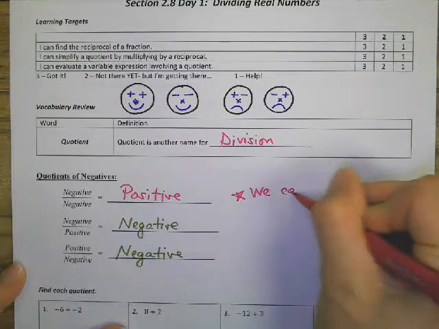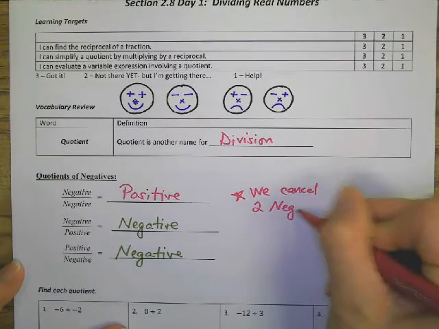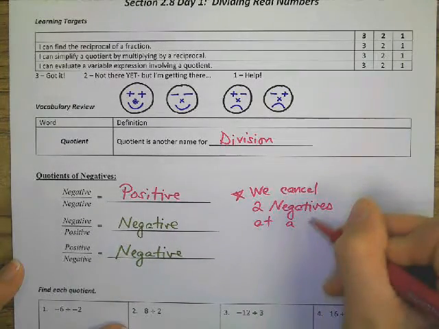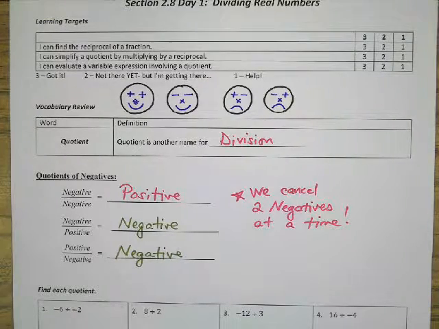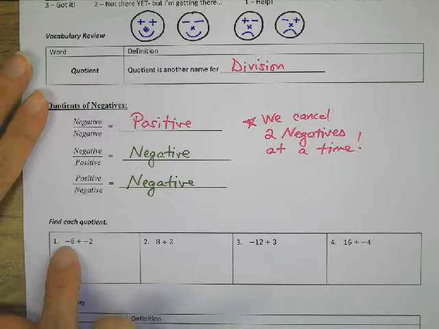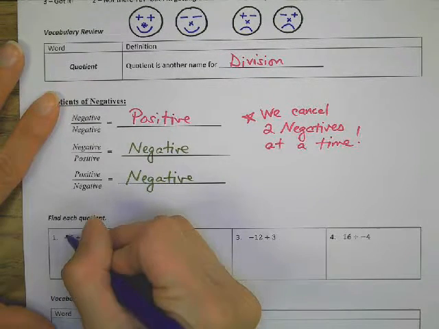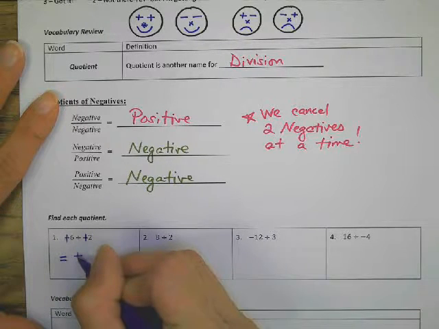We cancel two negatives at a time. Two negatives at a time. Okay, so right here, a negative divided by a negative. You find two negatives and you cancel them. So the answer is going to be positive.